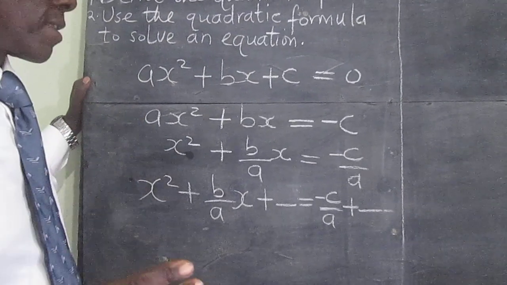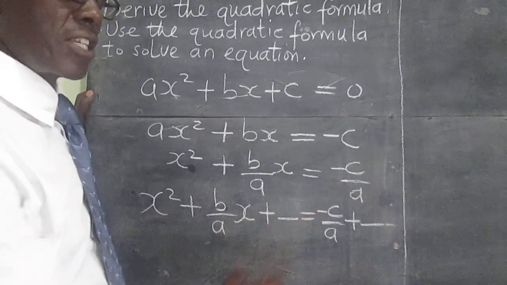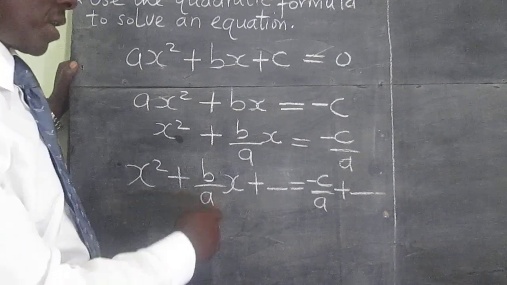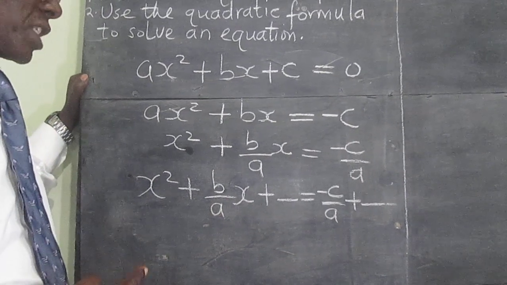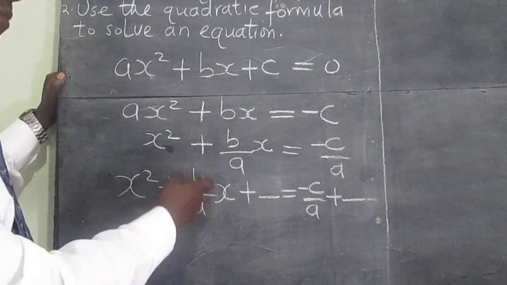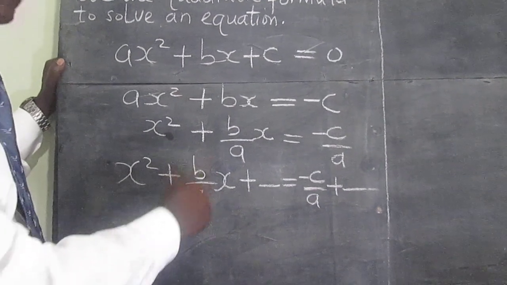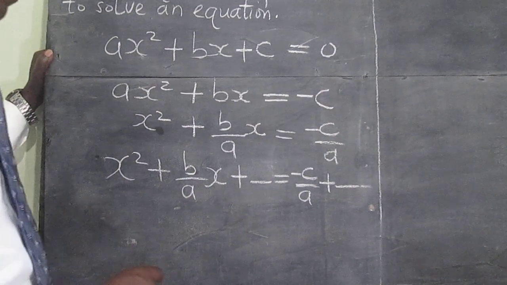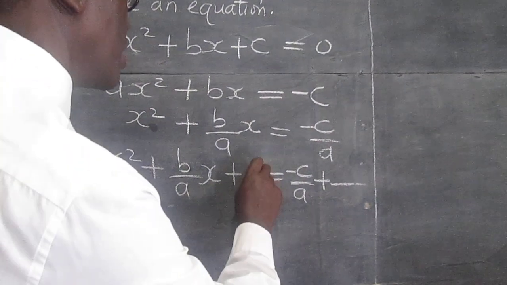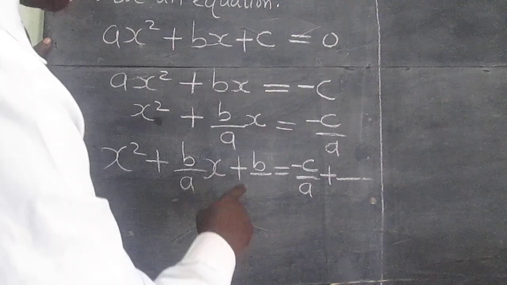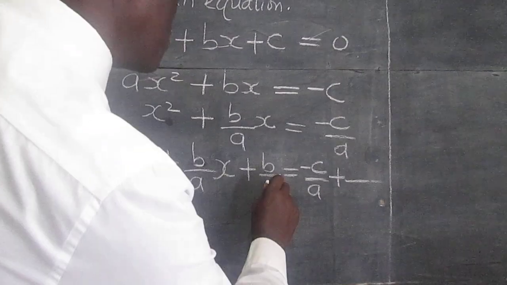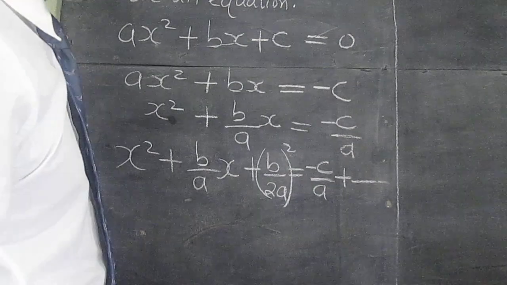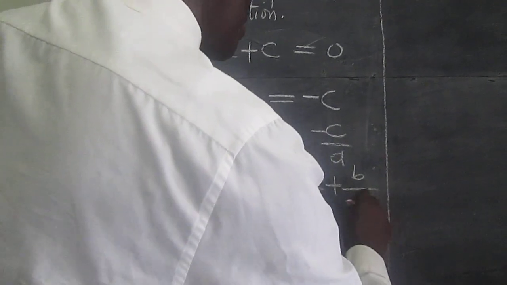We were getting the value to put in the dash by getting a half of the coefficient of the middle term, and the coefficient of the middle term is b over a in this case. We get a half of that and square. So in the dash here, we can have a half of this, which makes it b over 2a, and we square that. And on this side, we add the same.